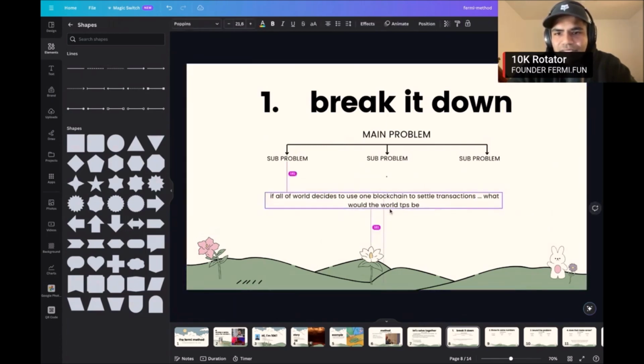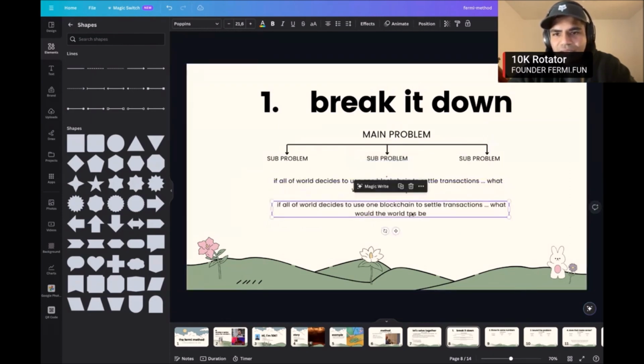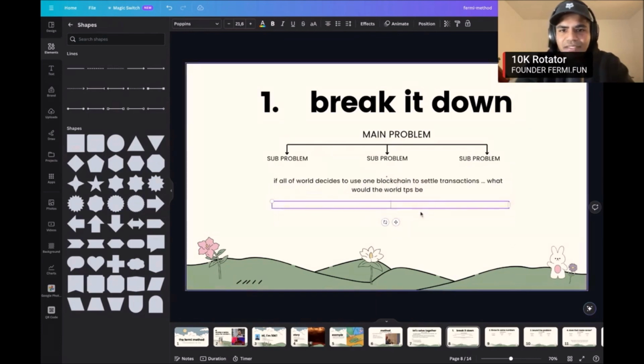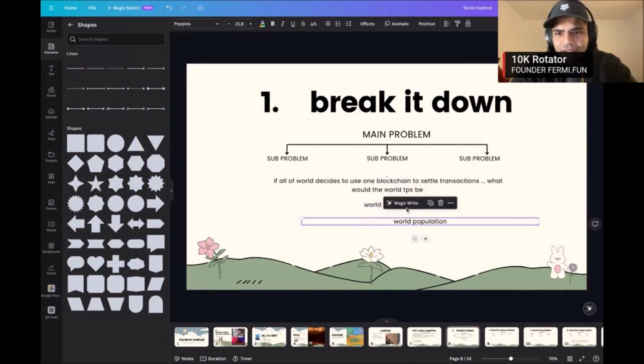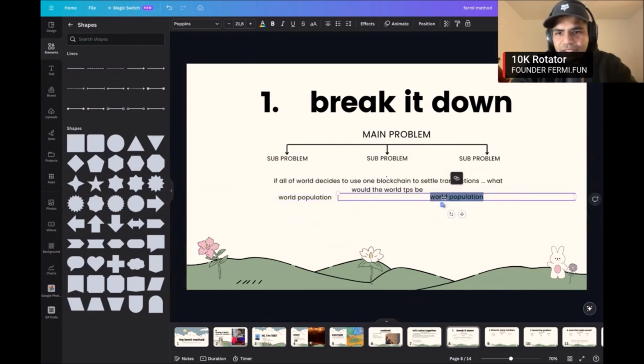So, in order to break this down, what are some of the things we need to know? We need to know the world population. We need to know the transactions per second of each person on planet Earth, right? So I'd break this down into two parts: world population and transactions per person.